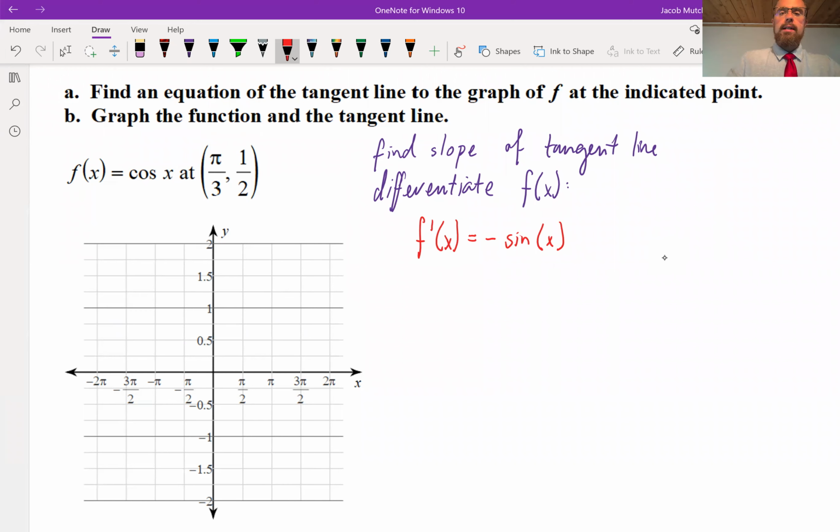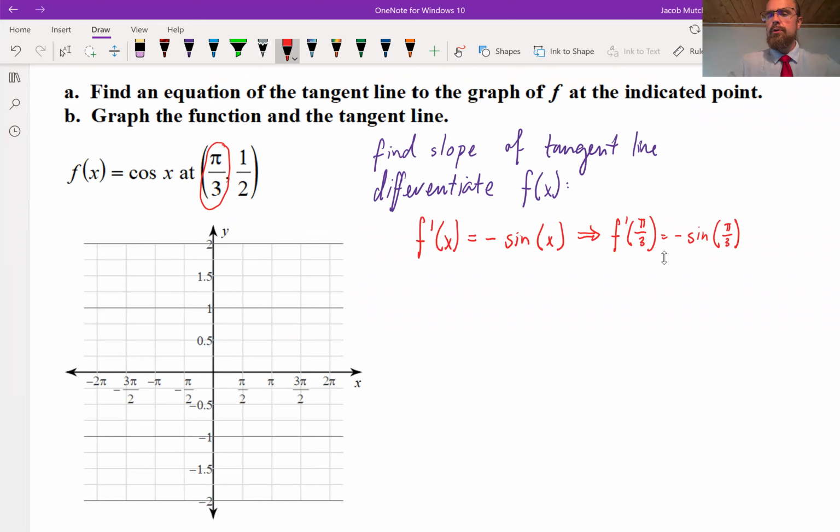Well, at that point, I need to say, okay, at what x value? In the point that I'm given, the x value is recorded as pi over 3. So I really want to find specifically what's the derivative of the f function at pi over 3. And that allows me to calculate this slope. So I'm really looking at negative sine of pi over 3.